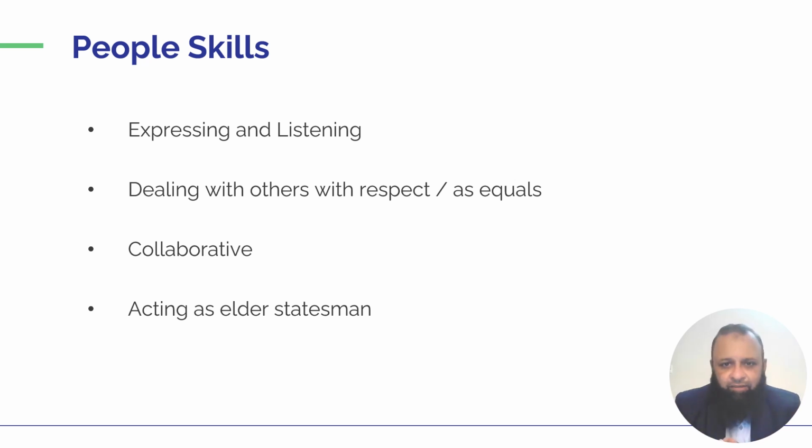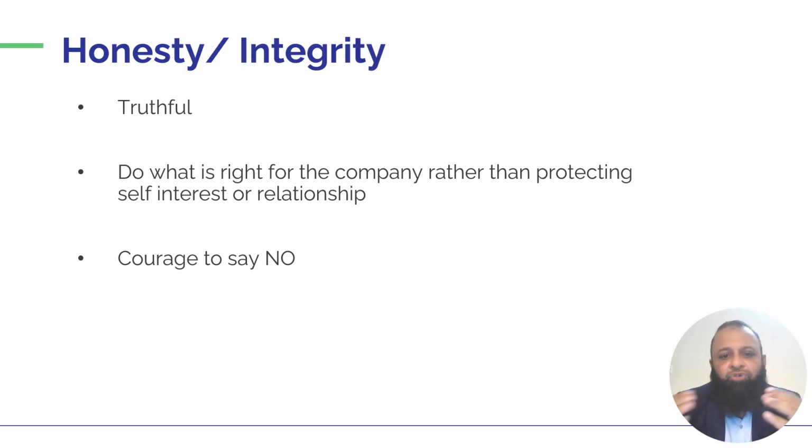In addition to all that, a director position also requires people skills. They should be able to express themselves and they should be good listeners. They should deal with others with respect and as equals. They should be collaborative and they should act as elder statesmen, because once these values are inculcated at the very top of a company's hierarchy, they will become the culture of the organization. They should be honest, they should be truthful, they should do what's right for the company rather than protecting self-interest or relationships, and they should have the courage to say no.